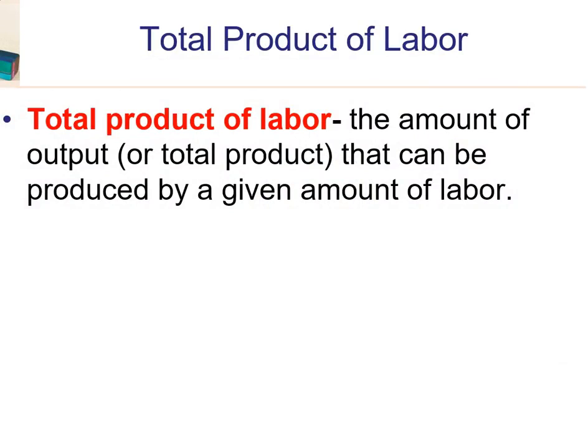First, the total product of labor. This is the amount of output, or total product, that can be produced with a given amount of labor. This can be abbreviated as TPL, total product of labor.